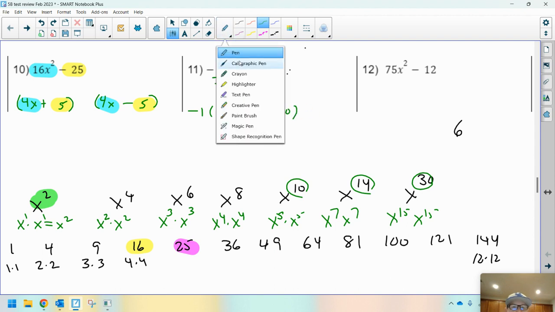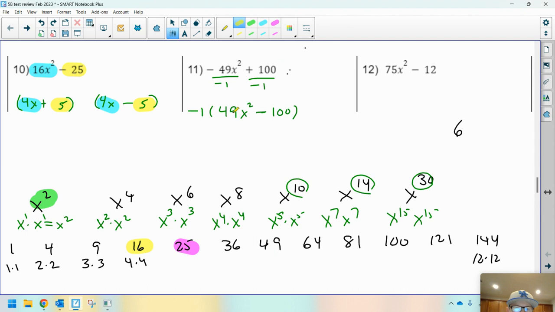So now we take a look. Is 49 a perfect square? Yes, because 7 times 7 is 49. Is x squared a perfect square? Yes, we already knew that. And is 100 a perfect square? Yes, because 10 times 10 is 100. So when we see all perfect squares and a minus in the middle, we are going to do 2 parentheses, plus in the middle of one, minus in the middle of the other.